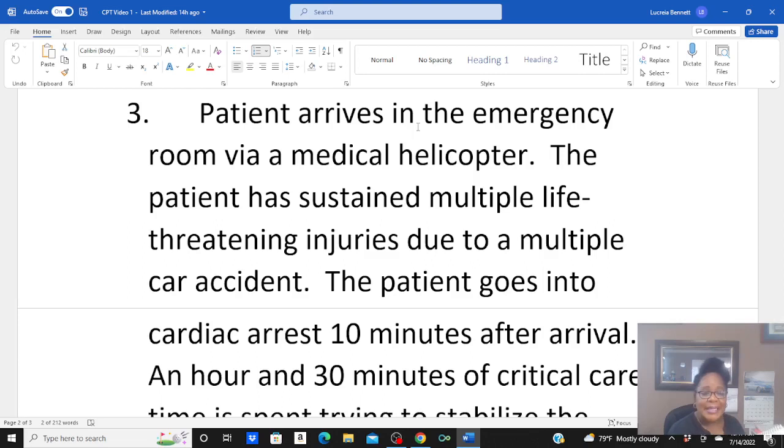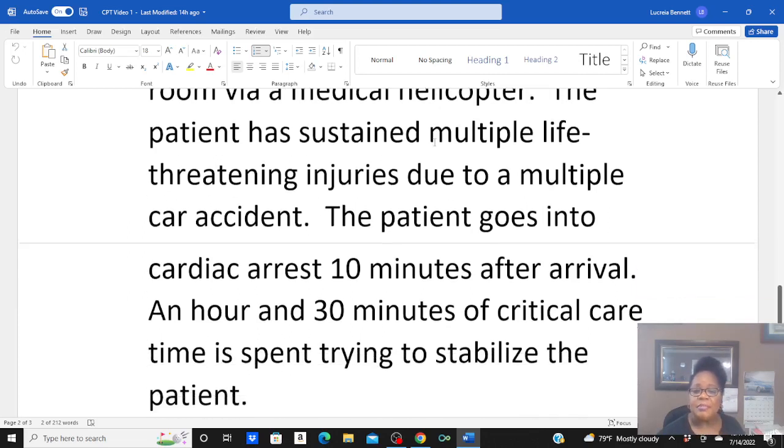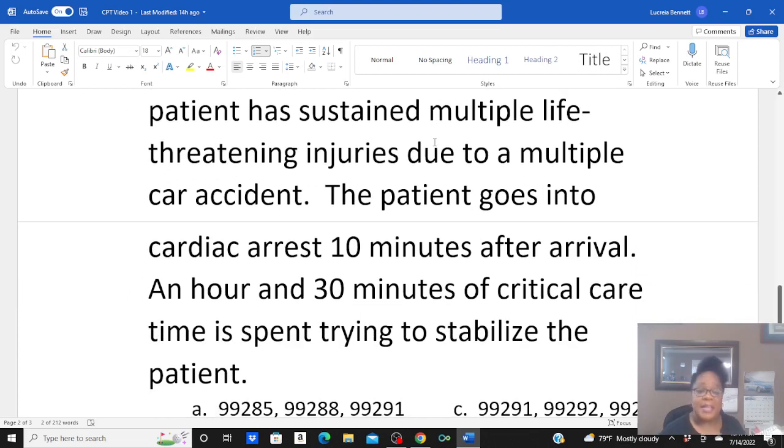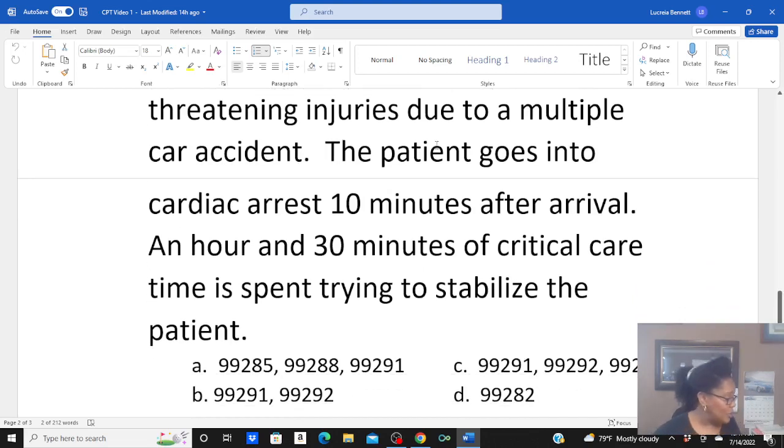The patient goes into cardiac arrest 10 minutes after arrival, and it says an hour and 30 minutes of critical care time is spent trying to stabilize the patient. Well, we know the critical care codes. Well, let me do it appropriately.